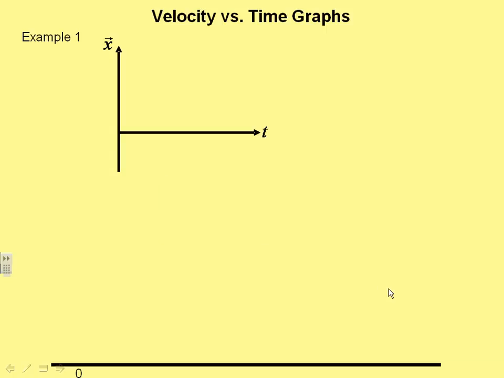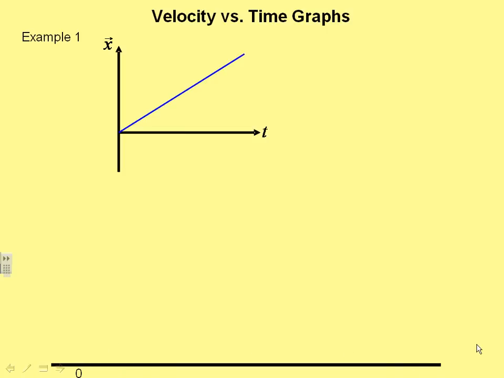Hello and welcome to Velocity versus Time Graphs. So far in this unit, we've pretty much confined ourselves to looking at graphs of position versus time when we're looking at our constant velocity motion. And we've seen graphs that look much like this, diagonal linear graphs. What kind of motion does that represent?